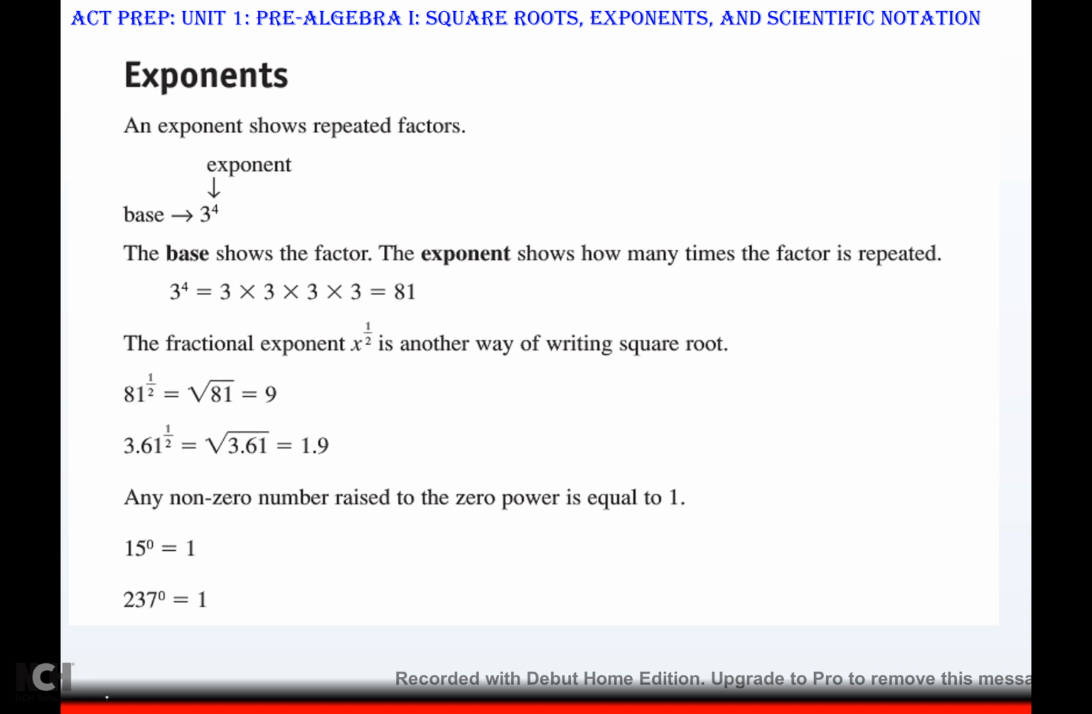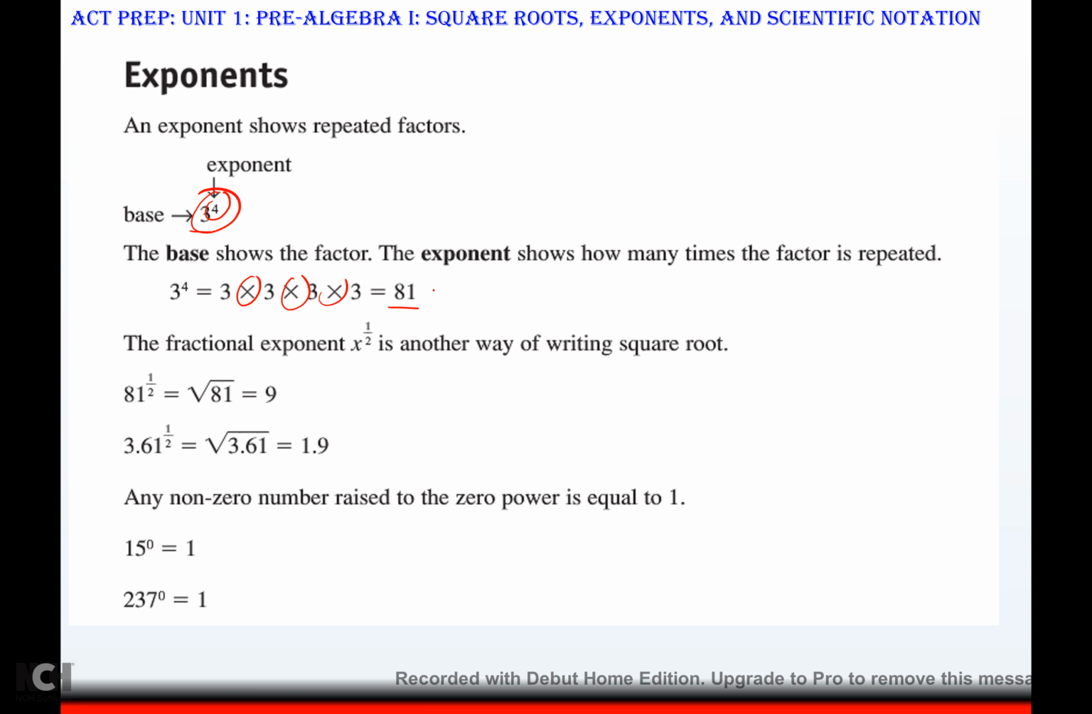An exponent shows repeated factors. This is called a power, okay? And it has a base of 3 and an exponent of 4. What that says is to make 4 copies of 3 and multiply them together. So 3 to the 4th would be 3 times 3 times 3 times 3, which equals 81.